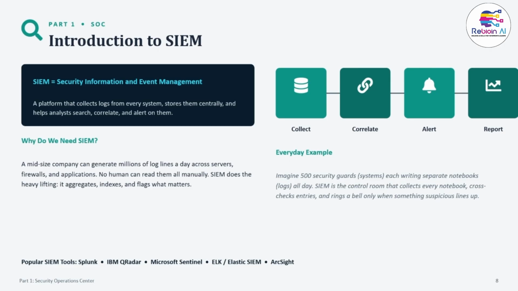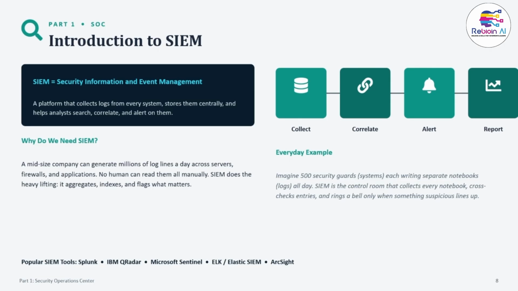The core SIEM workflow has four steps. As shown in the diagram, it is collect, correlate, alert, and report. What will it be collecting? It will be gathering logs from every source. What would it be doing in correlate? It will be connecting related events. We will go deep on this later on. Then alert: it notifies analysts when something suspicious is found. Report: it summarizes activity for compliance, audits, and leadership.